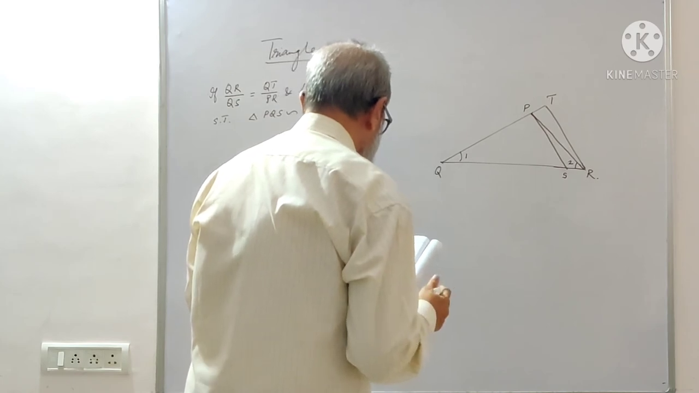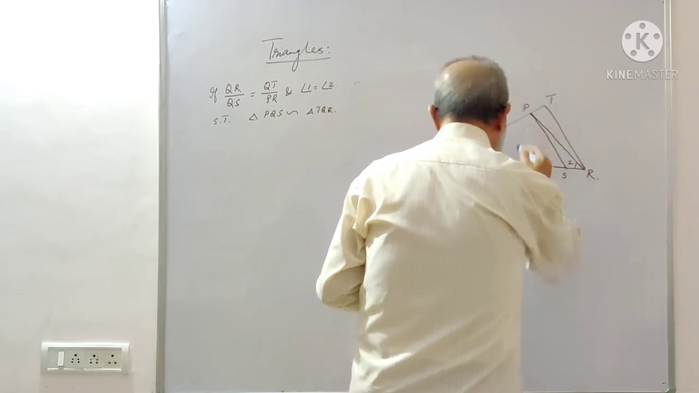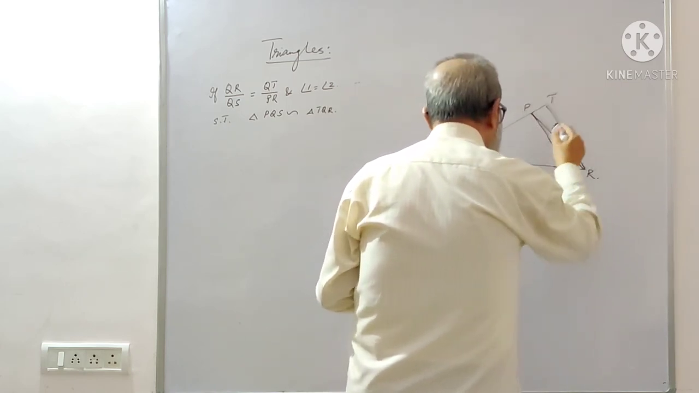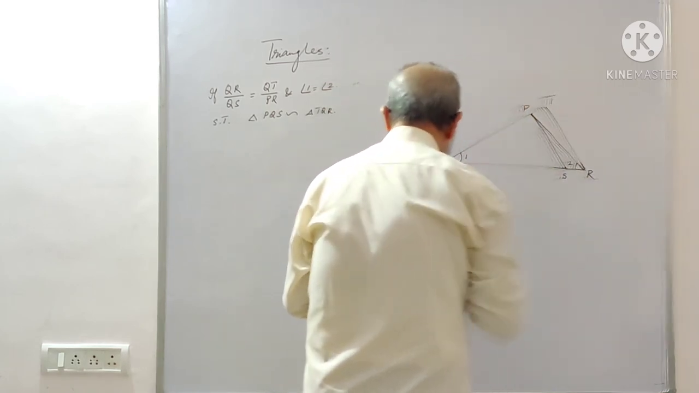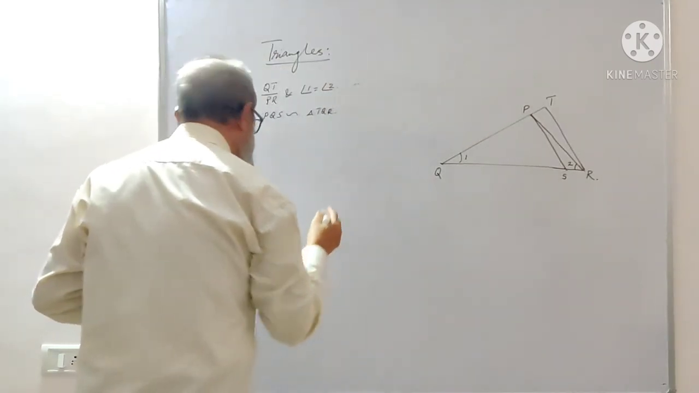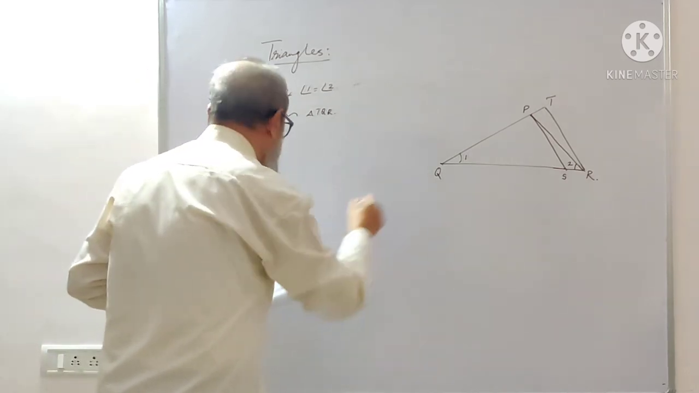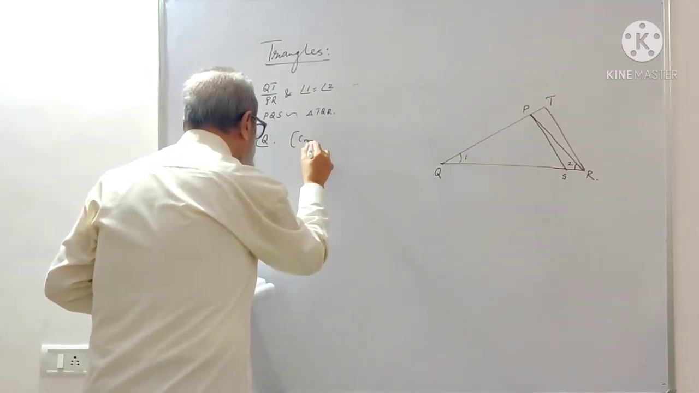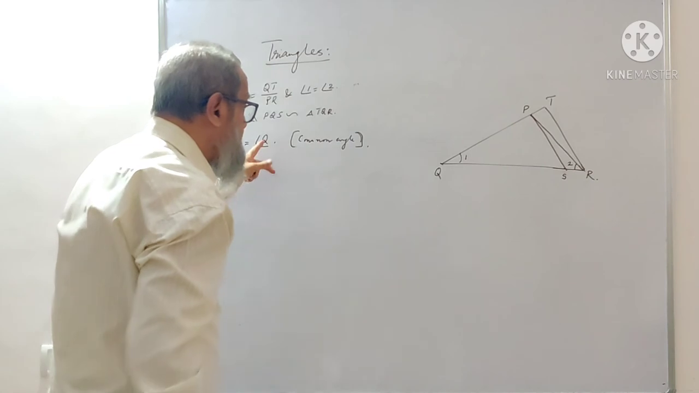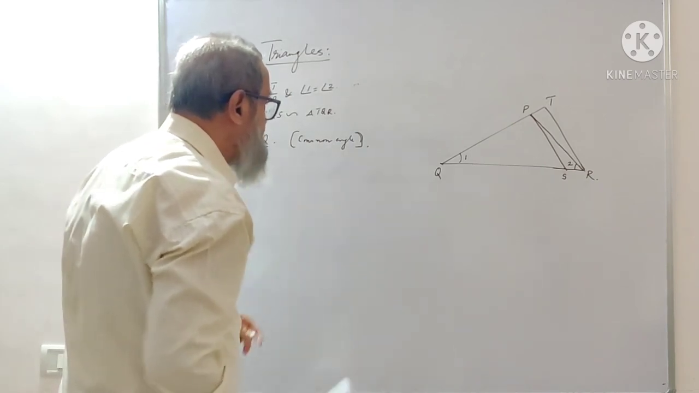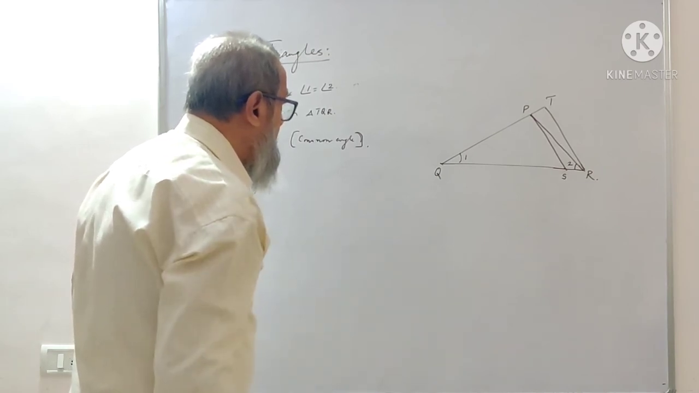There is PQS. This is one triangle. Then the other triangle is TQR. Now in these triangles, angle Q is the same. Angle Q will be equal to angle Q, because that's a common angle to both the triangles.